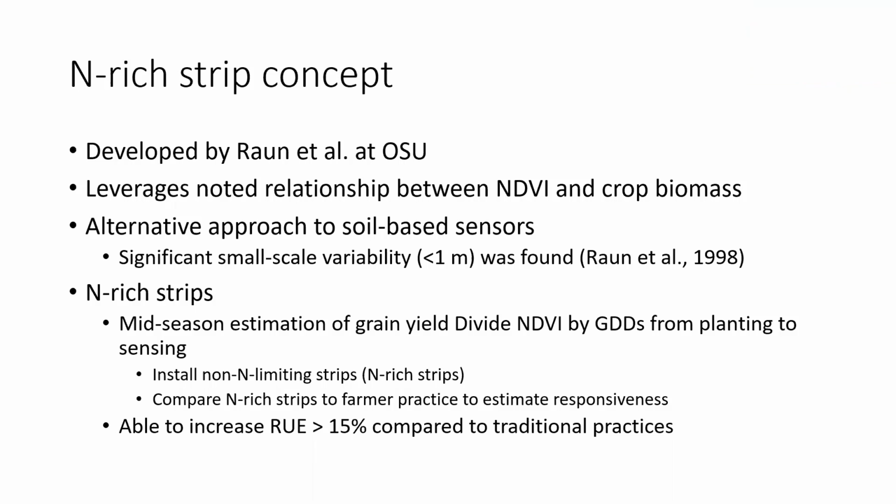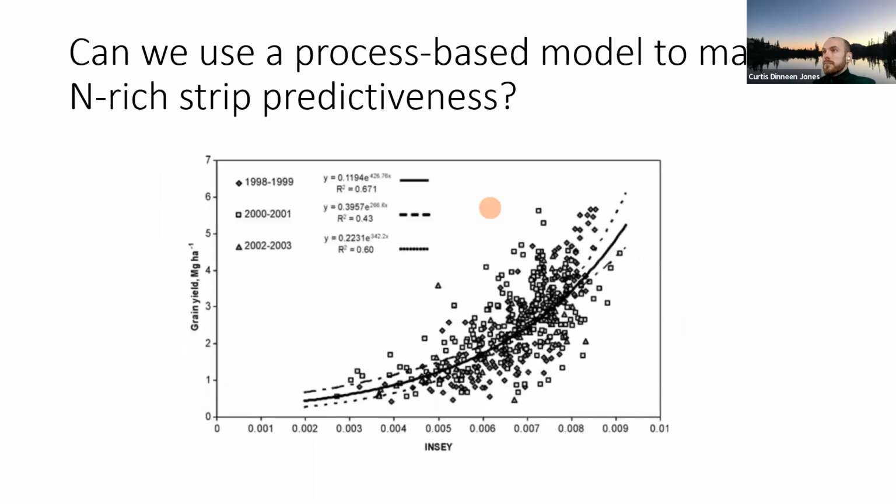And the sensing during the mid-season would allow you to have an estimate of the yield expectation, which you could then derive a fertility rate estimation from. And it seemed to be pretty successful, with noted improvements in fertilizer use efficiency of around 15% compared to traditional techniques.